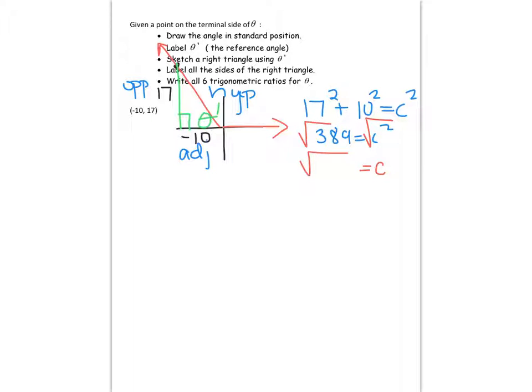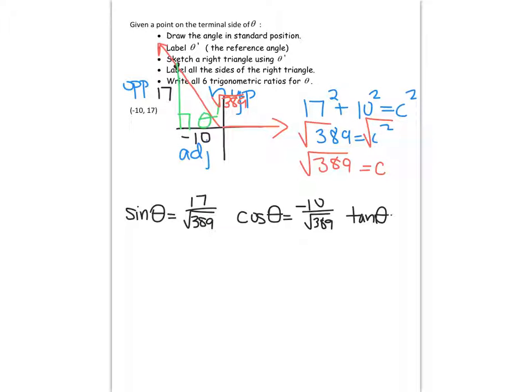So this 389, when I put that in my calculator, square root of 389 is a decimal. So you're welcome to just leave it as the square root of 389. Okay, then we'll fill out our 6 trig ratios. So sine of theta will be opposite over hypotenuse, 17 over the square root of 389. Cosine of theta is adjacent over hypotenuse, so -10 over the square root of 389. And tangent, let's see if I can write small enough to fit it, of theta prime is opposite over adjacent, so 17 over -10.